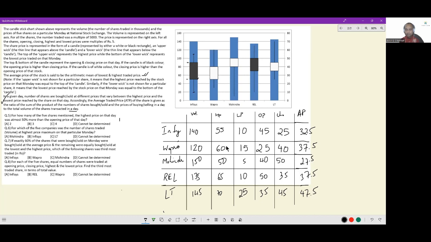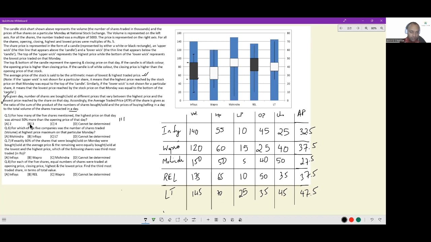Opening price is 25. Highest price is 60 for Wapro. No, it is going more than 100%. Not great. For Mohindra, opening price is 40, highest price is 50. Yes, this is fine. Only 25% more. So Mohindra should be counted. REL, opening price is 50, highest price is 65. 50% more would lead me to 75. So this is also to be counted. Then for LT, 35 is the opening price, 70 is the highest price. So 100%. No, this should not be counted.